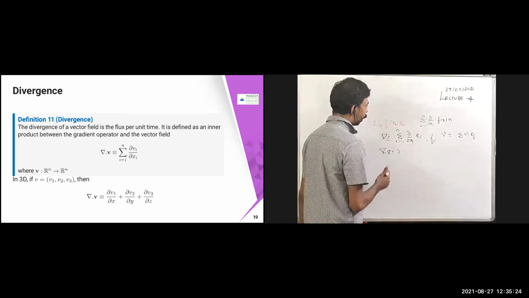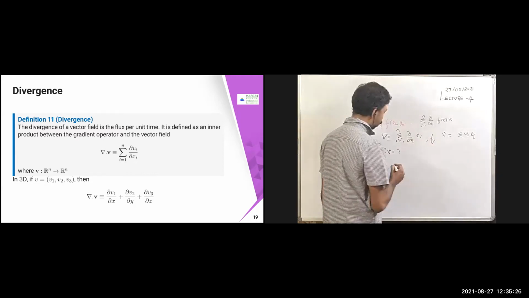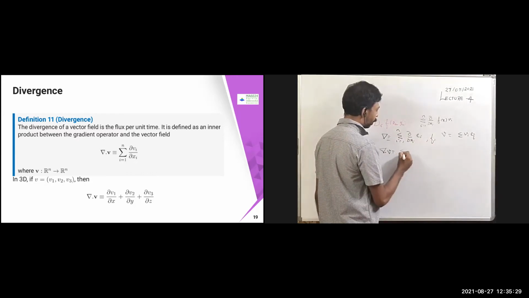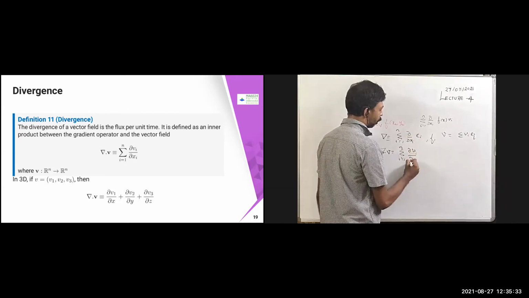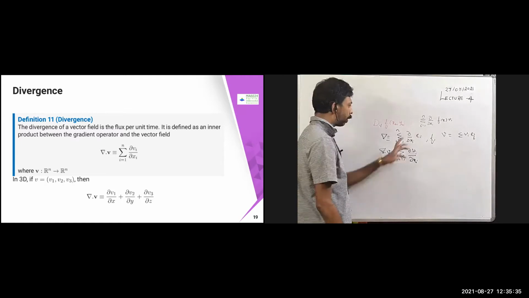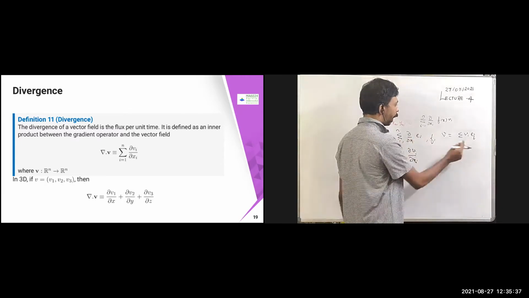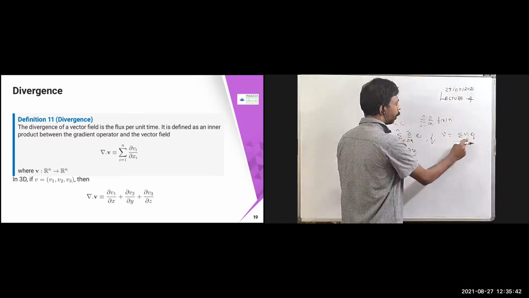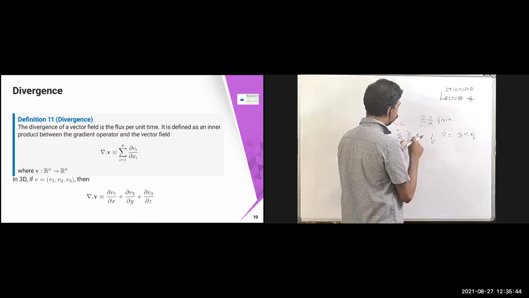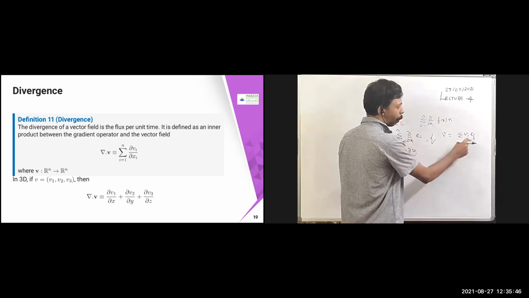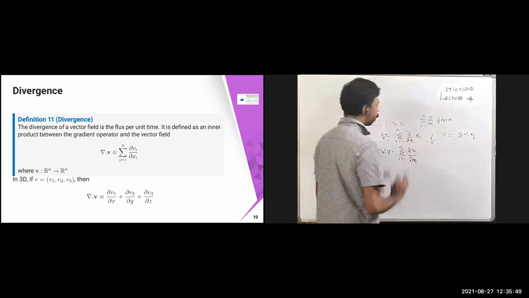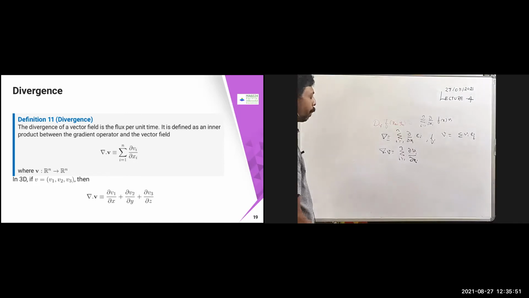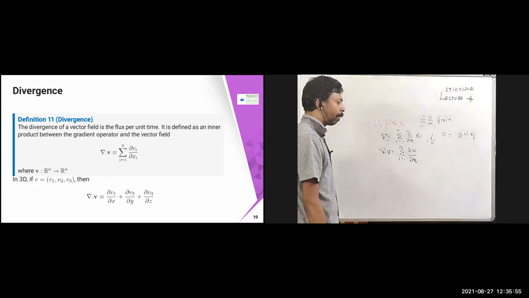So del dot v, since this is ei and this is ei, what I'm going to get is summation i equal to 1 to n dou vi by dou xi. It's a dot product. It means I'm just going to operate on each one: dou by dou x1 on v1, dou by dou x2 on v2, etc. That gives you dou vi by dou xi. So that is called the gradient, sorry, divergence. The divergence of the vector field.